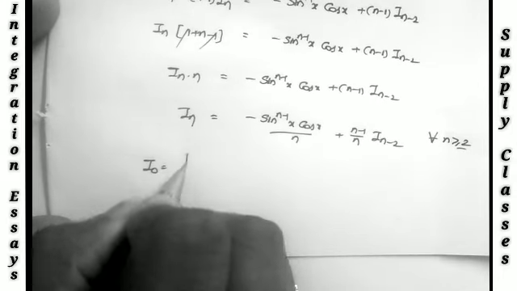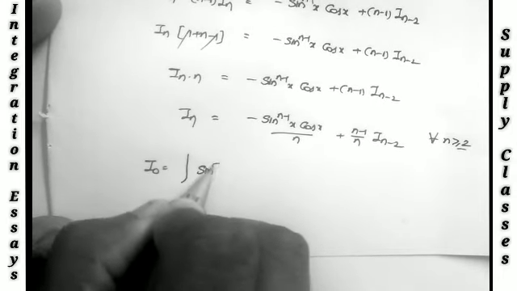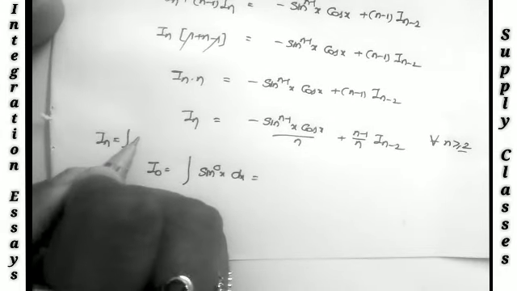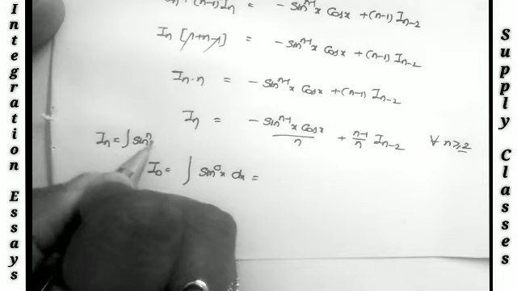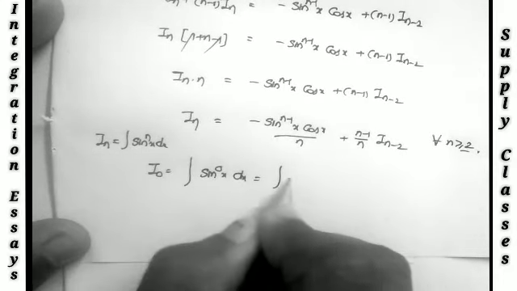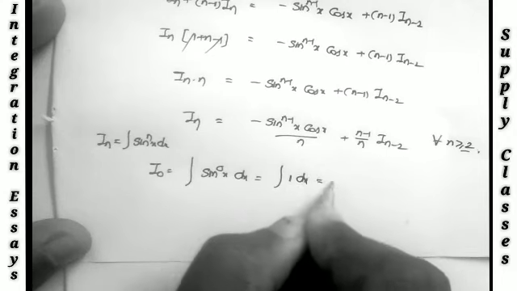So I_0 is equal to integral sin^0 x dx, just replacing n equal to 0. We have I_n equal to integral sin^n x dx, and the answer for I_n is this one, and this formula is applicable only for numbers greater than or equal to 2. So I am finding the value of I_n for n equal to 0 and n equal to 1 here. Integral sin^0 x, anything power 0 is equal to 1, dx. So integral 1 dx is equal to x plus c. This is the first value.